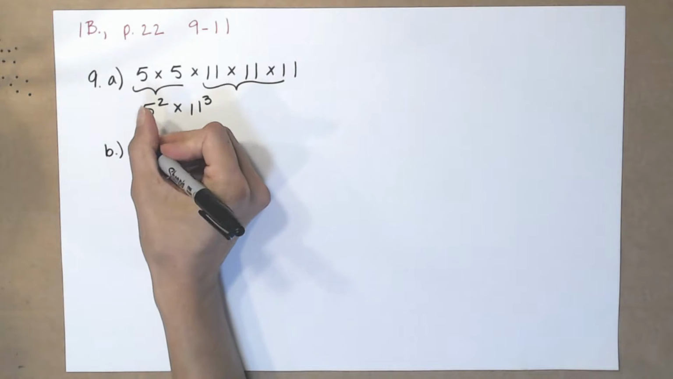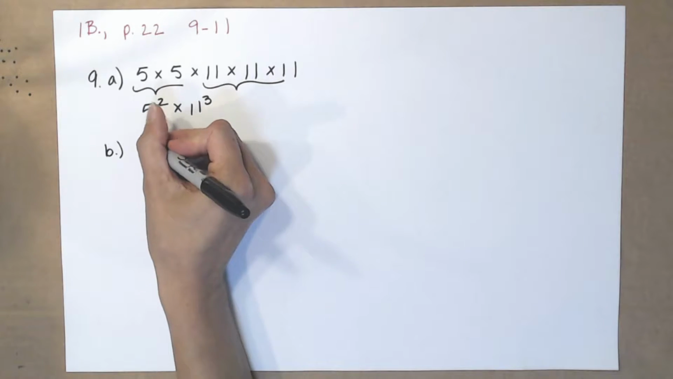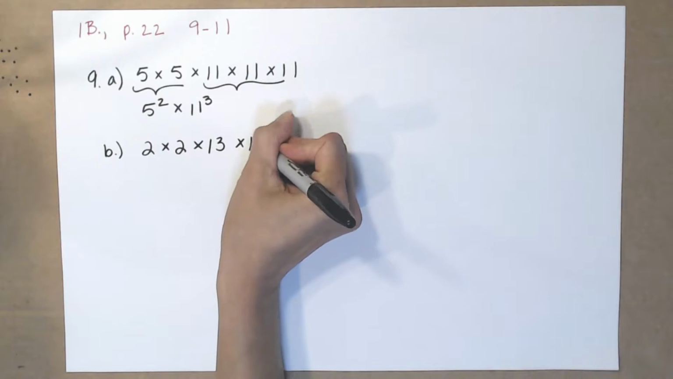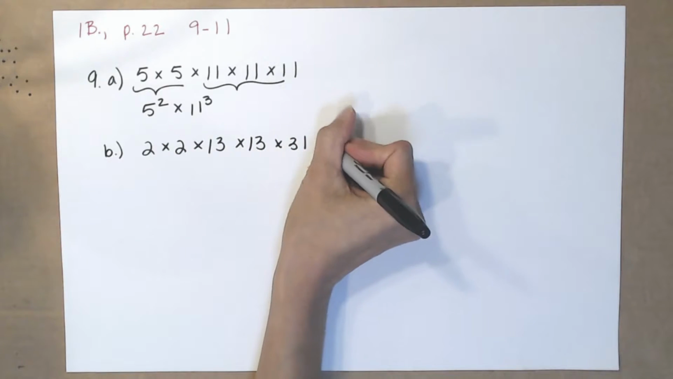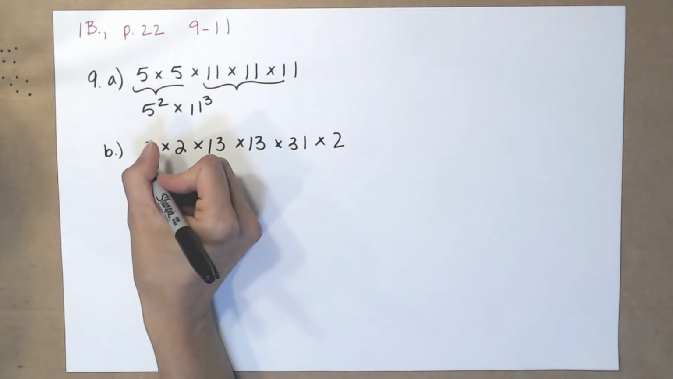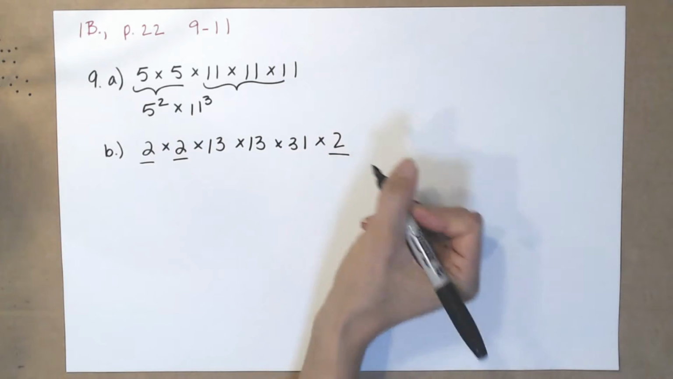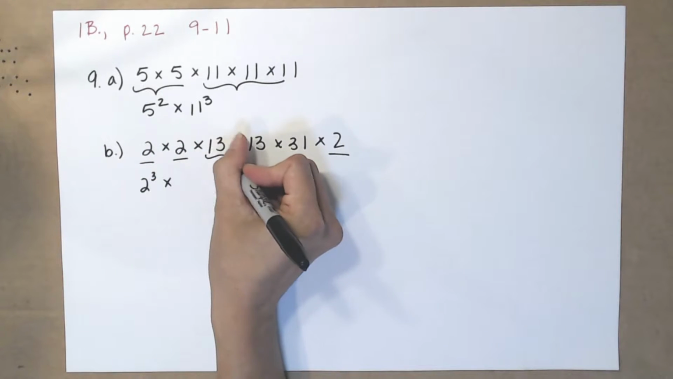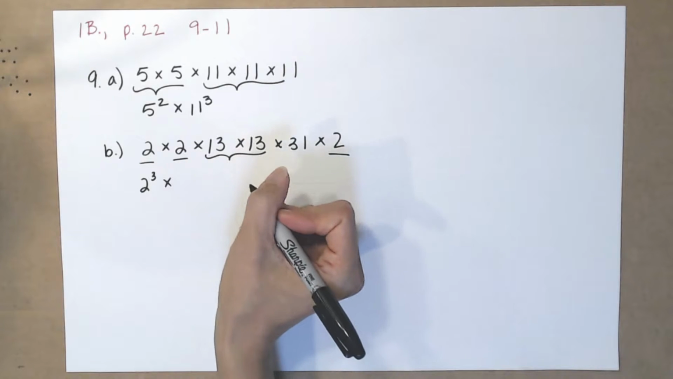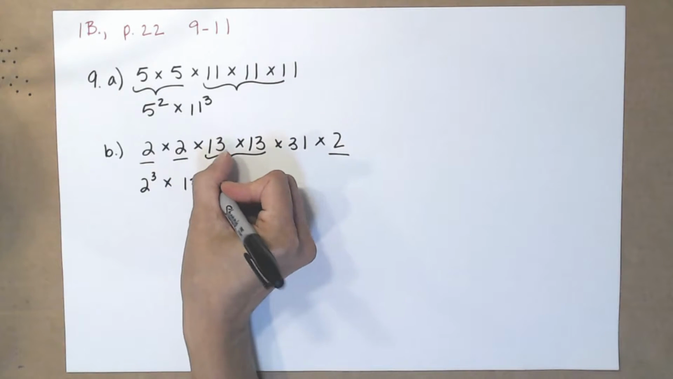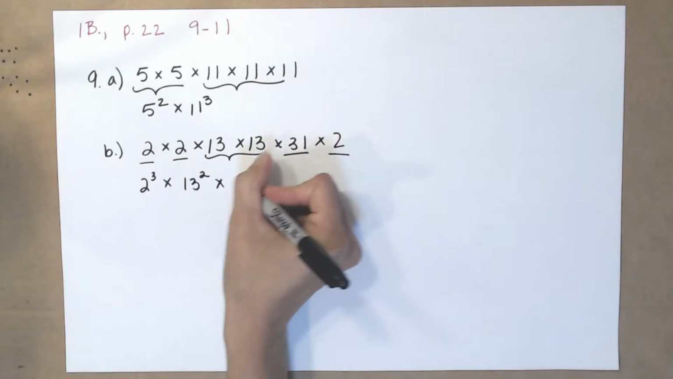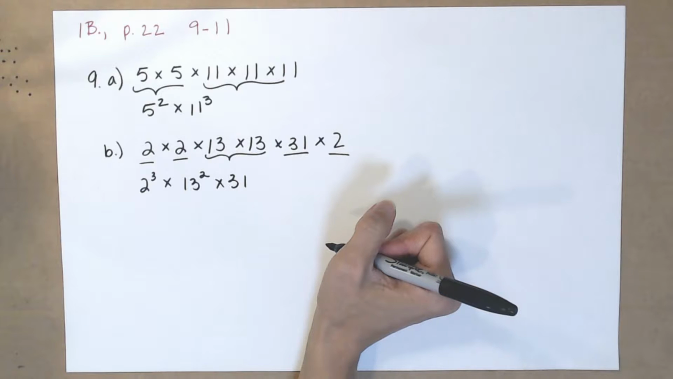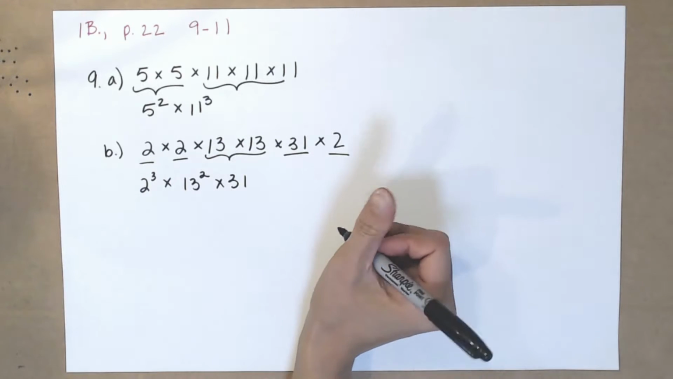For part B, it says 2 times 2 times 13 times 13 times 31 times 2. So let's combine all of our 2's. It looks like we have 3 of them. 2 to the third power times, then we have 2 13s. So 13 times 13 is 13 squared. And then we just have the 31. So 2 to the third times 13 squared times 31.